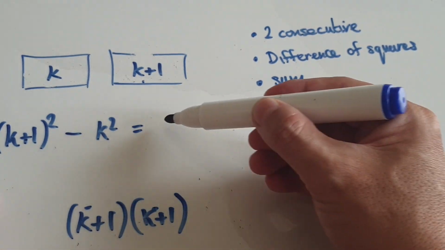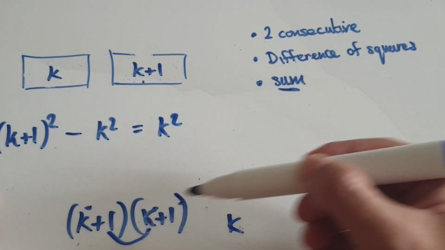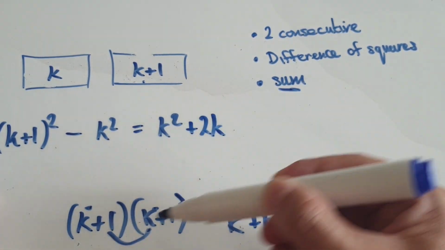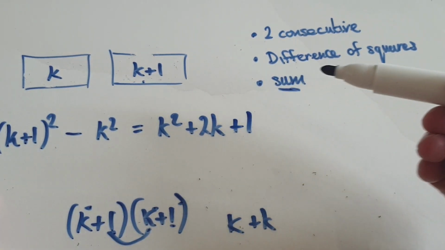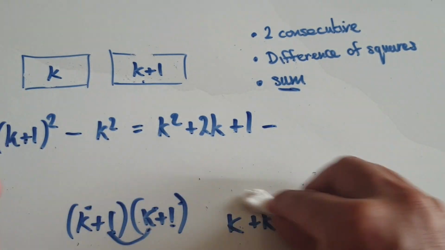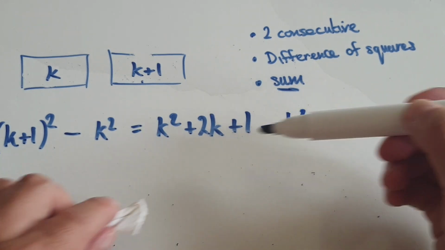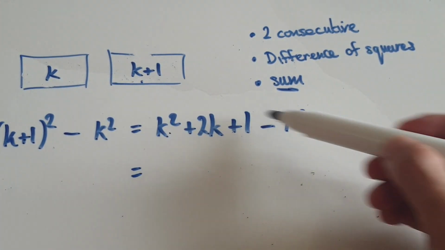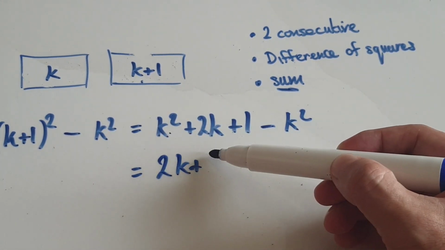This times this will be k squared, and then this times this will be k, this times this will be another k, so that would be 2k, and then 1 times 1, that would be 1. And then take away k squared, take away this thing here, k squared. Now simplify this, k squared, so they cancel each other out, leaving you with 2k plus 1.